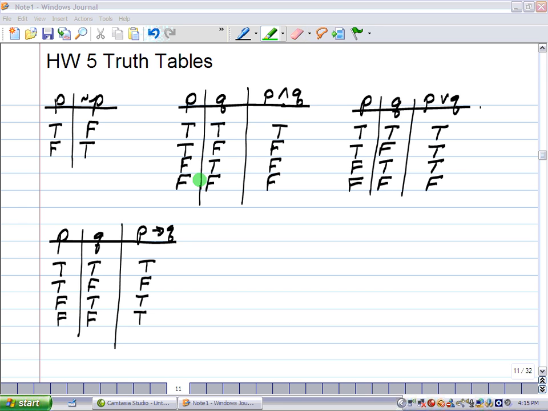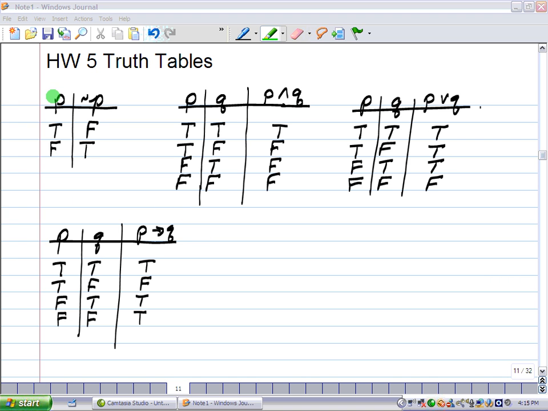This segment is going to be on truth tables. We're going to use truth tables to determine if a statement is true or false, given that we know whether or not pieces of the statement are true or false. We may not know yet, so we're going to look at all the possibilities.